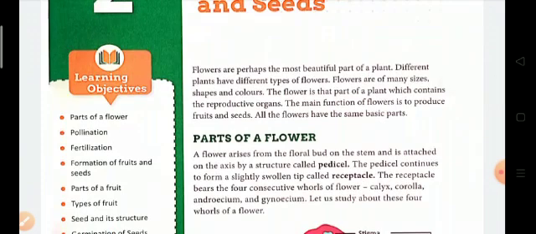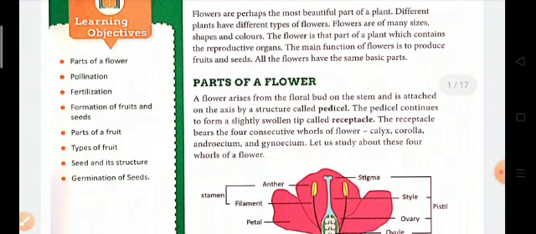Flowers have their reproductive organs, the male reproductive organ and the female reproductive organ. All flowers have the same basic parts. So in this chapter, we are going to study the parts of a flower. Before this, I am going to explain what is pedicel and what is petiole. The axis where the flower is attached is called pedicel, while the axis where the leaf is attached is called petiole.